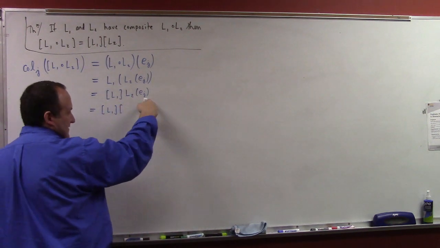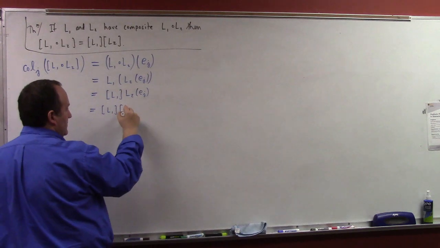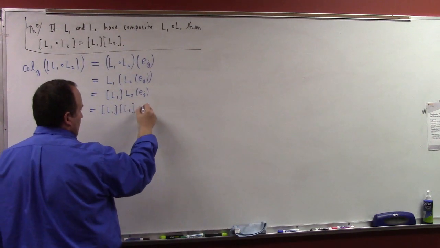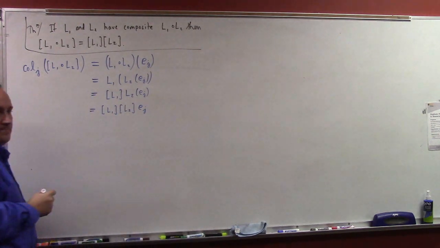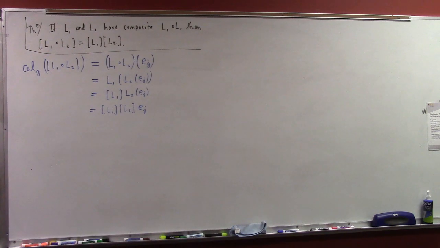I mean, again, this is the standard matrix of L2 times Ej. But by our basic matrix math, if we take a matrix and multiply by the jth standard basis vector, what is that? What does multiplying a matrix by the standard basis give you?